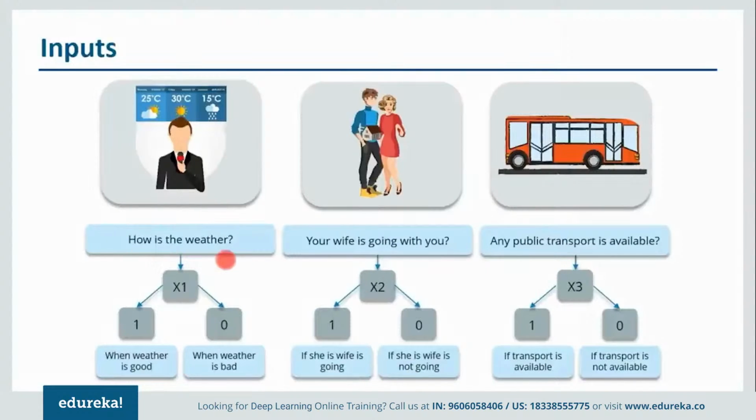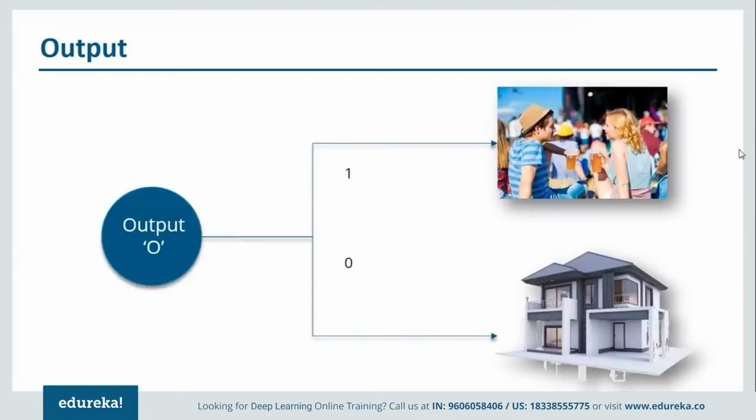So we'll move forward and we'll see what the various inputs are that I'm talking about. The first input is how's the weather. We'll consider it as x1. When weather is good, it'll be 1, and when it is bad, it'll be 0. Similarly, your wife going with you or not will be your x2. If she is going, then it's 1. If she's not going, then it's 0. Similarly, for public transport, if it is available, then it is 1, else it is 0. So these are the three inputs that I'm talking about. Let's see the output. Output will be 1 when you're going to the beer festival, and output will be 0 when you want to relax at home. You want to have beer at home only. You don't want to go outside. So these are the two outputs, whether you're going or you're not going.